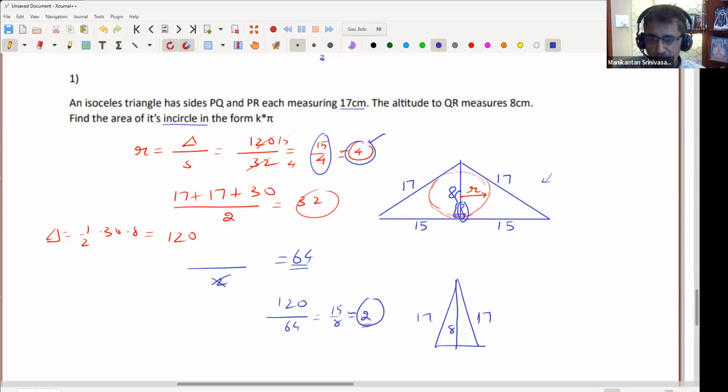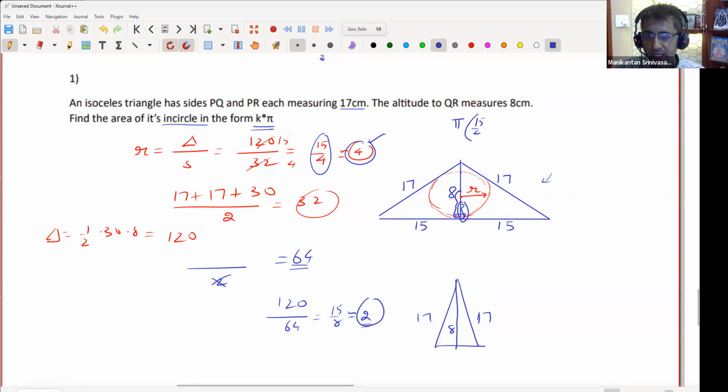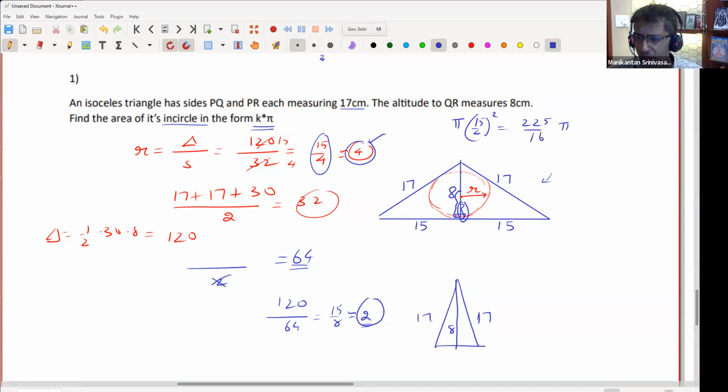So right now, back to 4. Radius is 4, and now delta by s is 15 by 4, and then you want the area of the circle in the form pi into k. So it's pi into r square. So pi into 15 by 4 whole square. So the k that you're seeking here is this 225 by 16 times pi. All of you okay in this?